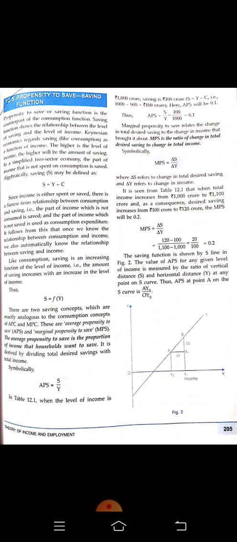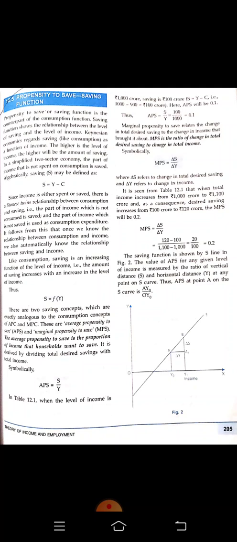Now there are two saving concepts which are exact analogs of the consumption concepts, that is APC and MPC. These are the average propensity to save, that is APS, and the marginal propensity to save, that is MPS. The average propensity to save is the proportion of income that households want to save. It is derived by dividing total desired saving by the total income. So symbolically, APS is equal to S by Y.